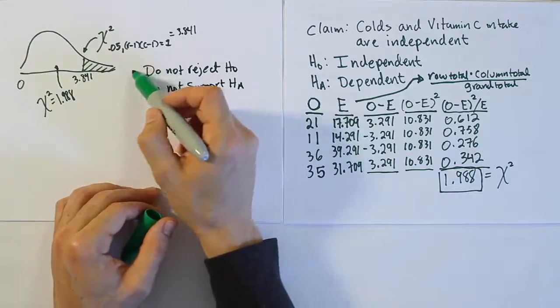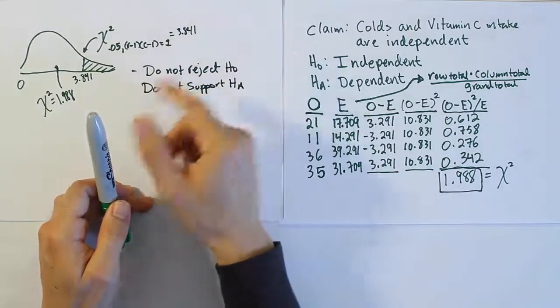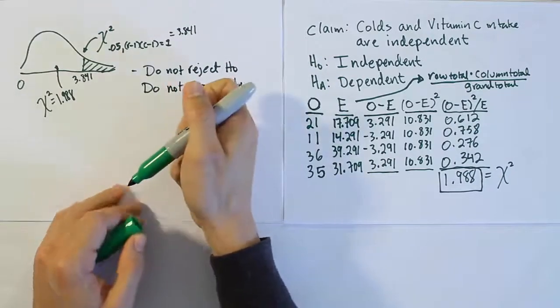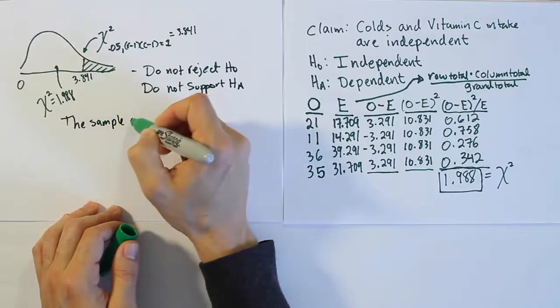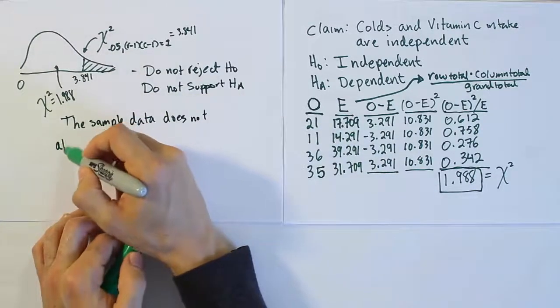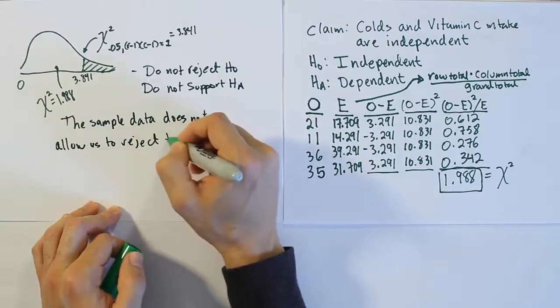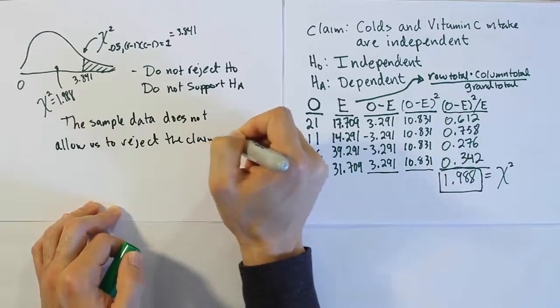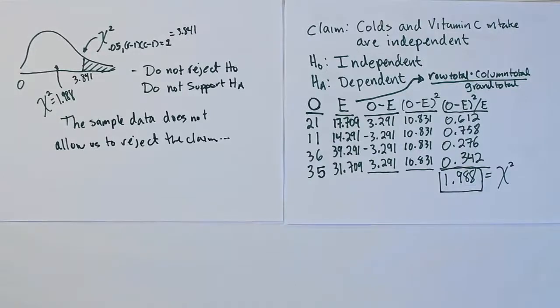Okay, our original claim is actually the same as H0, so we're going to use that wording for the problem. When we look at our claim, it says independent, that's what H0 says. So when we say do not reject H0, we'll say the sample data does not allow us to reject the claim. The claim is that vitamin C and frequency of colds are independent. So what it's saying is that essentially this data doesn't provide evidence that taking vitamin C will reduce the frequency of colds.